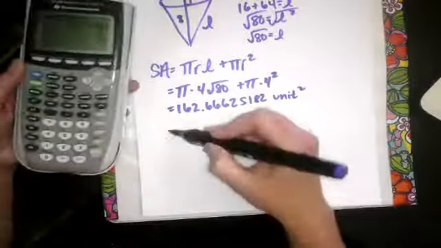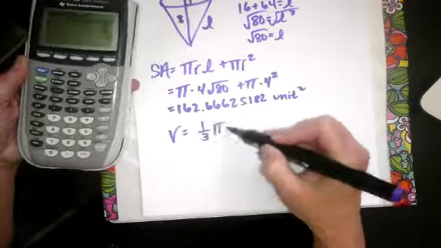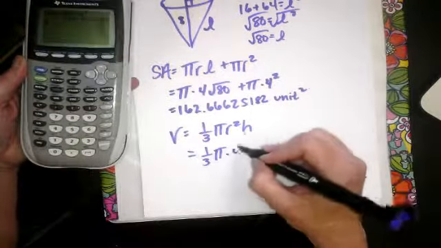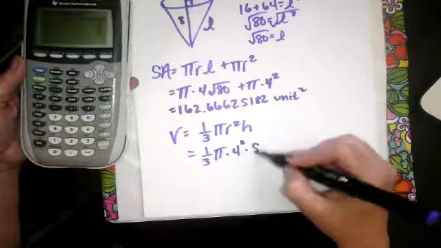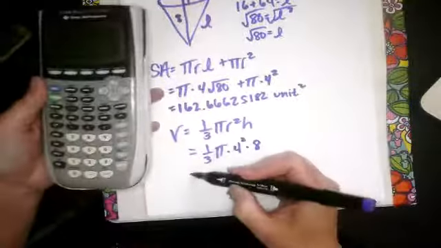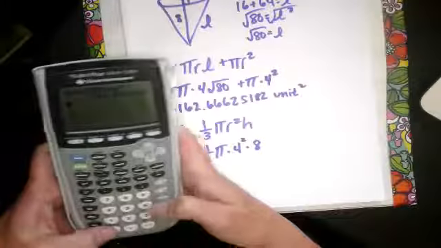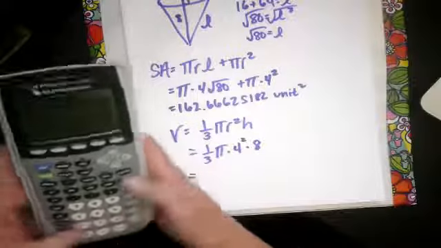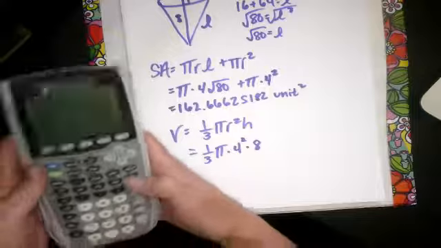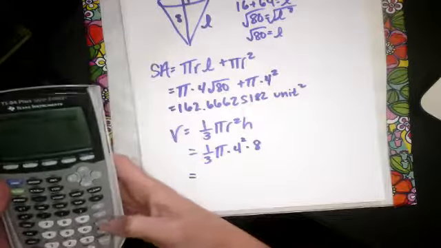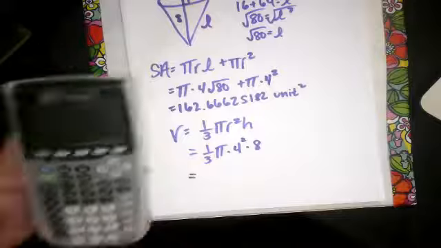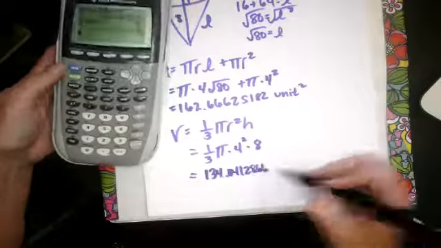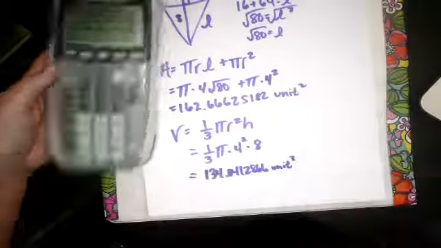And then to find the volume, we're going to do 1/3 pi r squared h. So we want to do 1/3 pi, the radius in this case was 4 squared, and our height was 8. And again, I'm going to plug that in my calculator just like that. So I'm going to do 1 divided by 3. Pi is second in the caret button. And then times 4 squared times 8. And that is 134.04128666. And that would be units cubed.